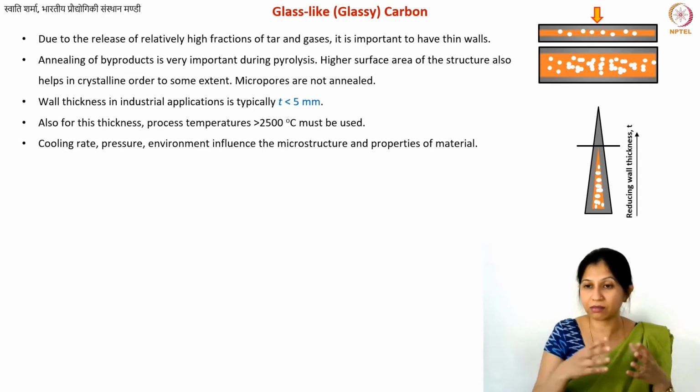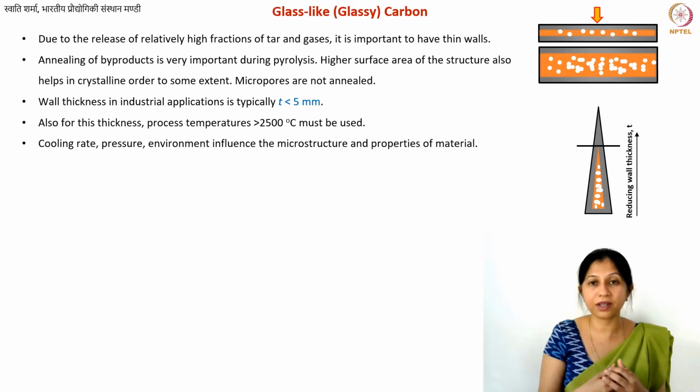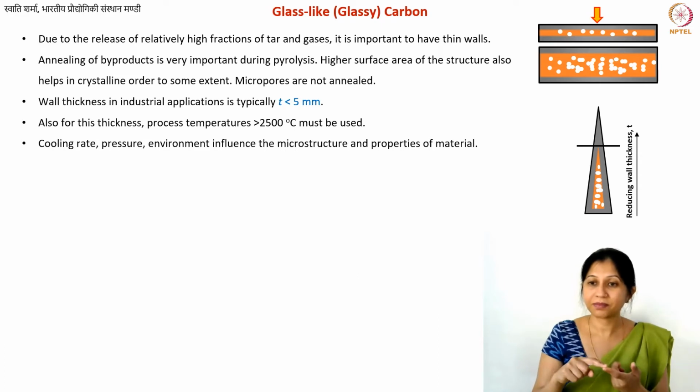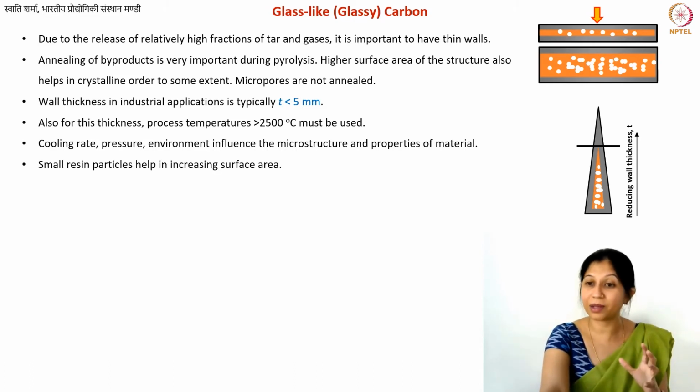Environmental influence, of course, the gaseous environment or vacuum environment, will make a difference. All of these factors, and of course the chemical structure of the resin itself, are going to make at least a minor difference to the properties of your final material. This is a correlation between microstructure of the material, properties of the material, and manufacturing parameters. So this is a triangle: manufacturing parameters, microstructure, and properties. These are all correlated. The manufacturing parameters become very important, especially in the case of glass-like carbon.